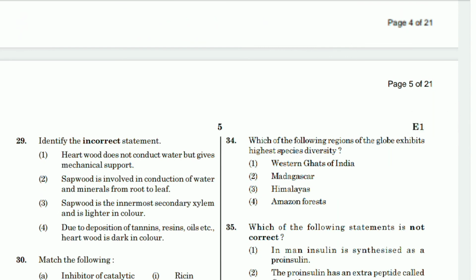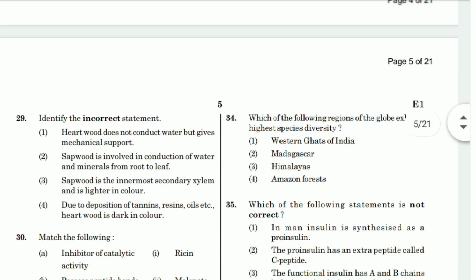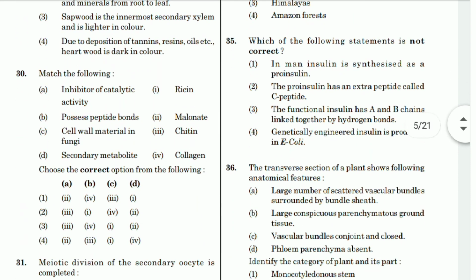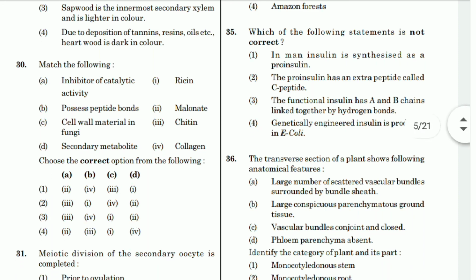29th question, identify the incorrect statement. From this, the correct option is option number C. Sapwood is the innermost secondary xylem and is lighter in color is the right answer. Next is the match the following. From this, the correct option is option number 1. That is, inhibitor of catalytic activity is malonate, the one possessing peptide bond is ricin, the cell wall material in the fungi is chitin, and the secondary metabolite is of course collagen.